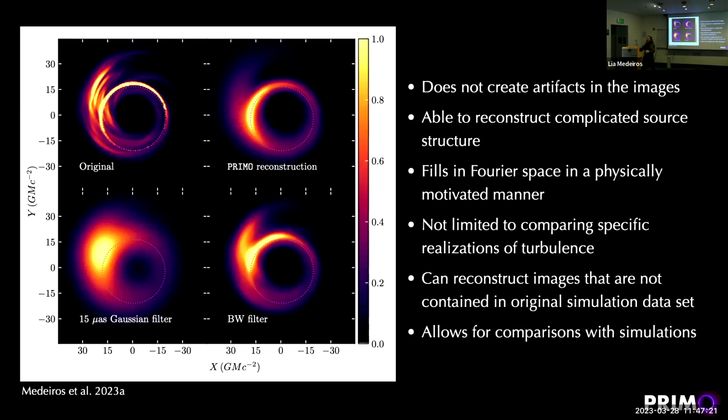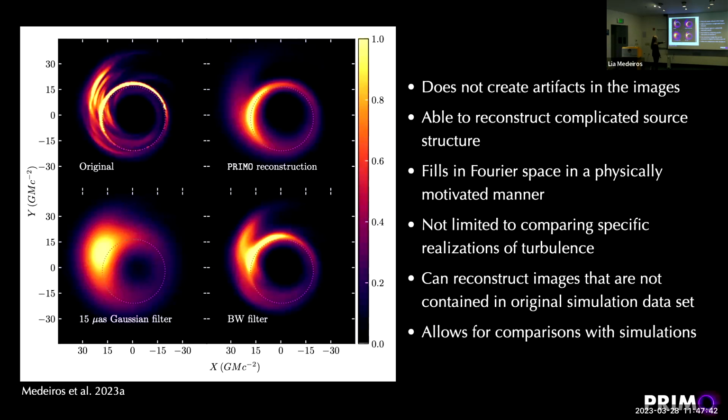And I'm hopeful that the broader interferometric imaging community will catch on to this and maybe follow suit. So we are not limited to comparing specific realizations of turbulence with each other, but we can do this in a linear algebra sense of what the vector space of the different images looks like. We can reconstruct images that are not contained in the original simulation data set.